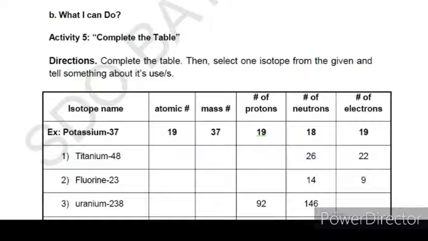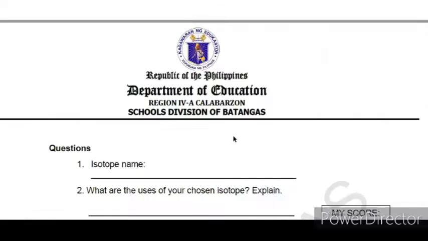For uranium 238, 146, and 92, you have to add these two to get the mass number. That's 238. And the number of protons is 92. So the atomic number is also 92. And the number of electrons will also be 92. Okay?